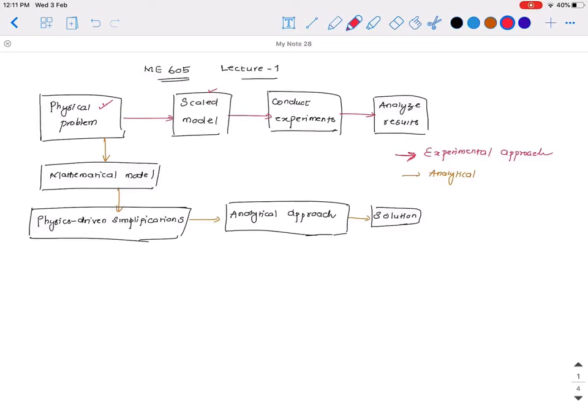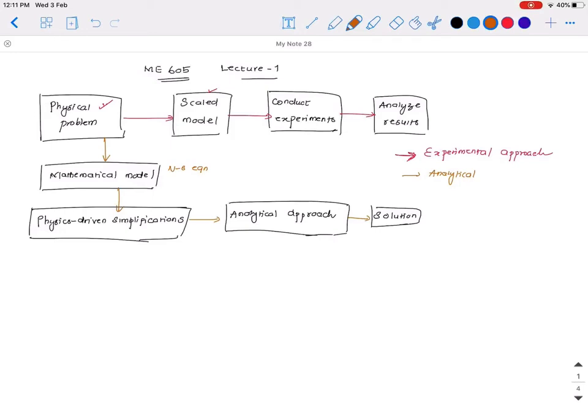Some examples are the Navier-Stokes equations that describe the behavior of fluid flows, or the Lamé equation that describes the dynamics of a structure. So we develop the mathematical model, then we make physics driven simplifications.